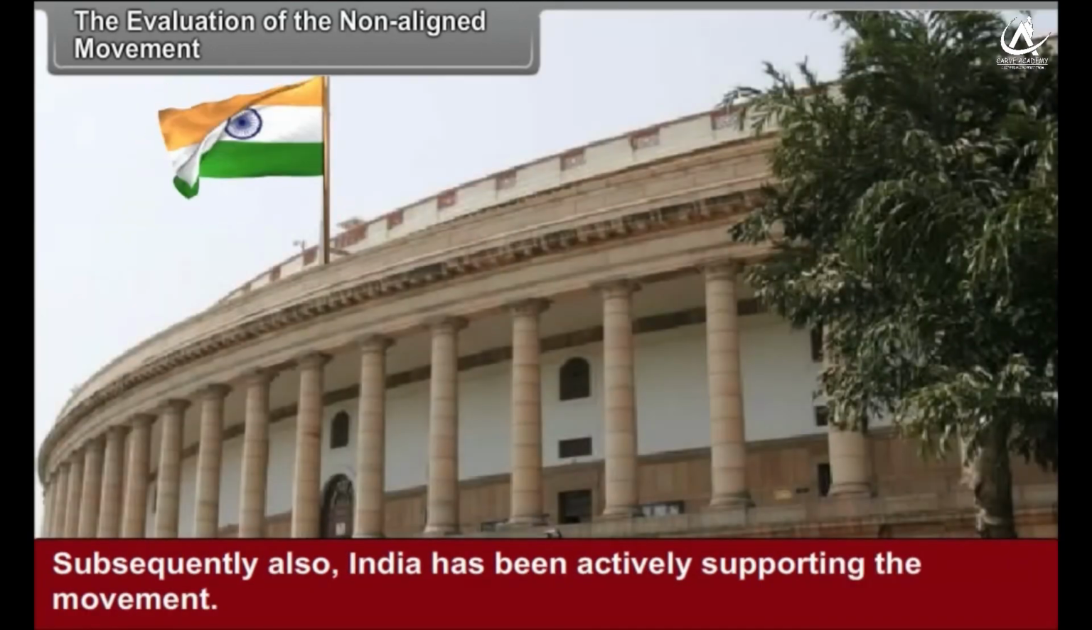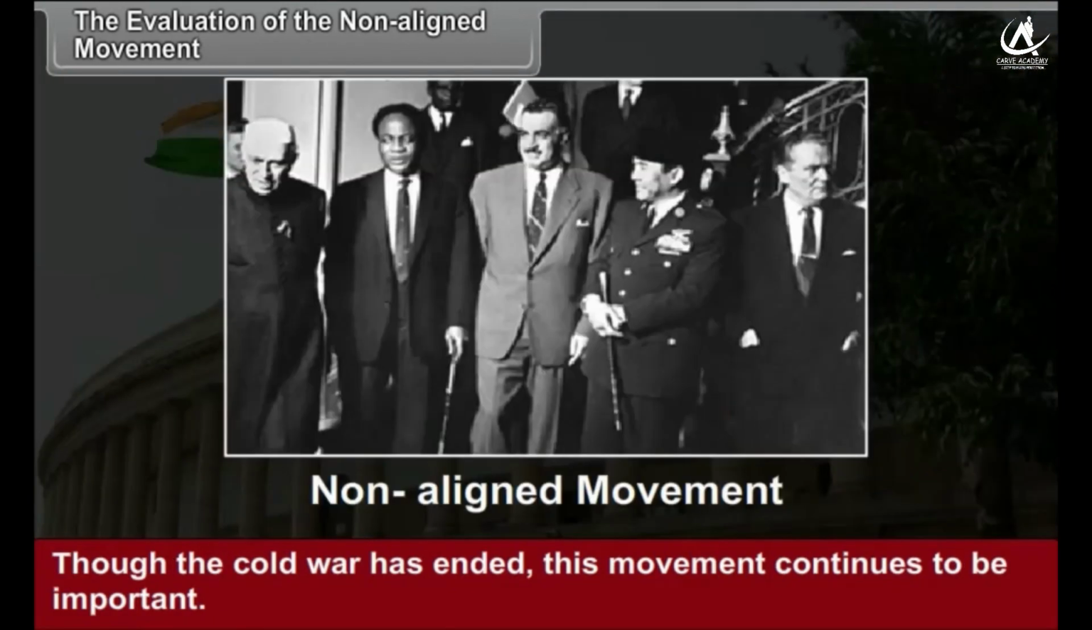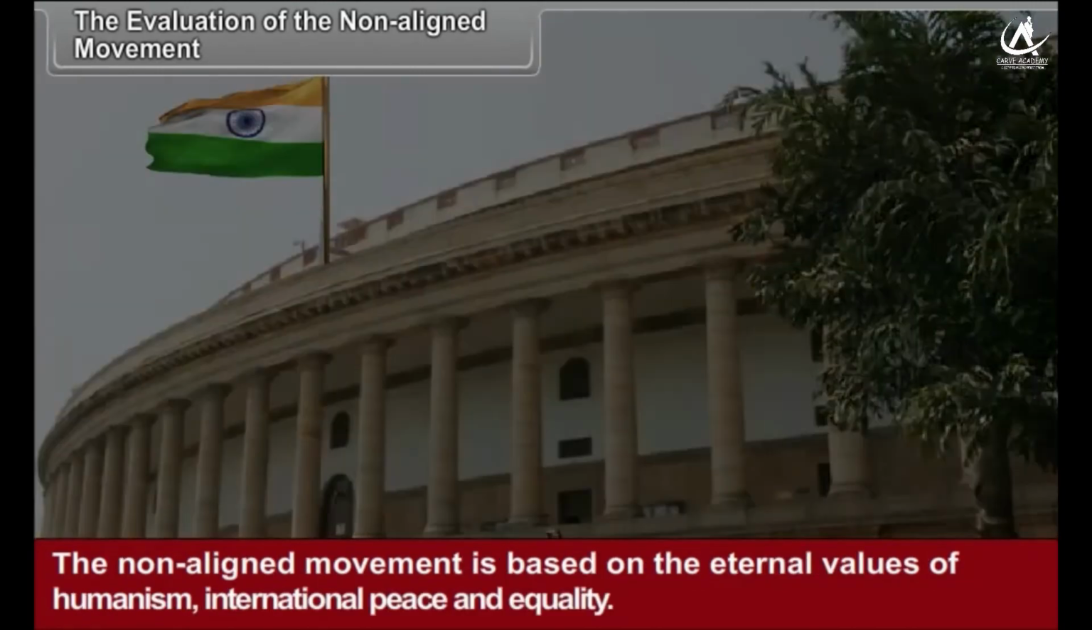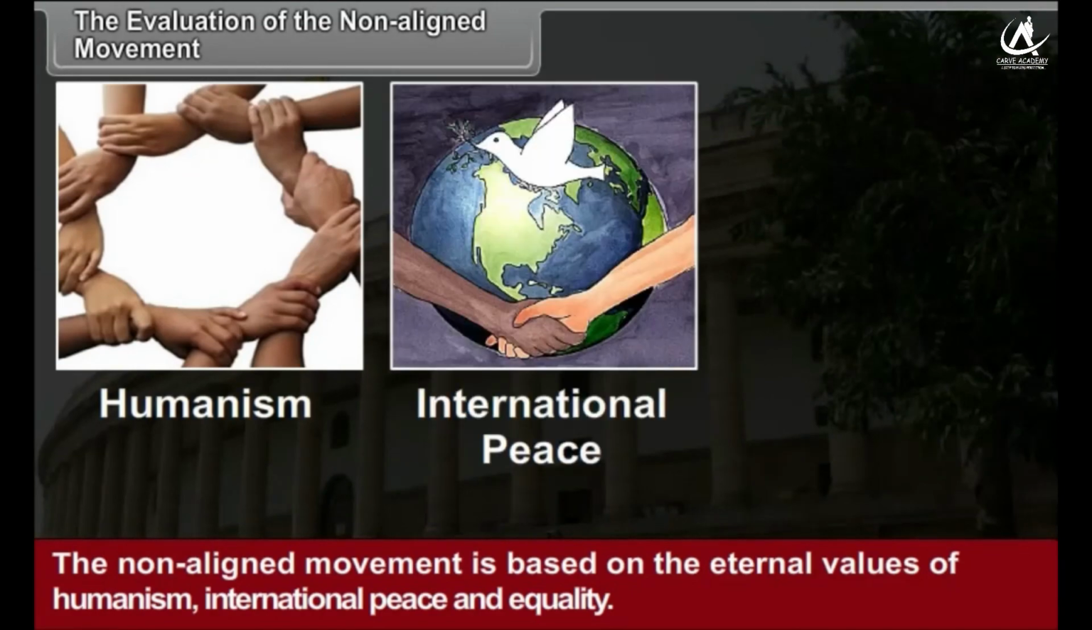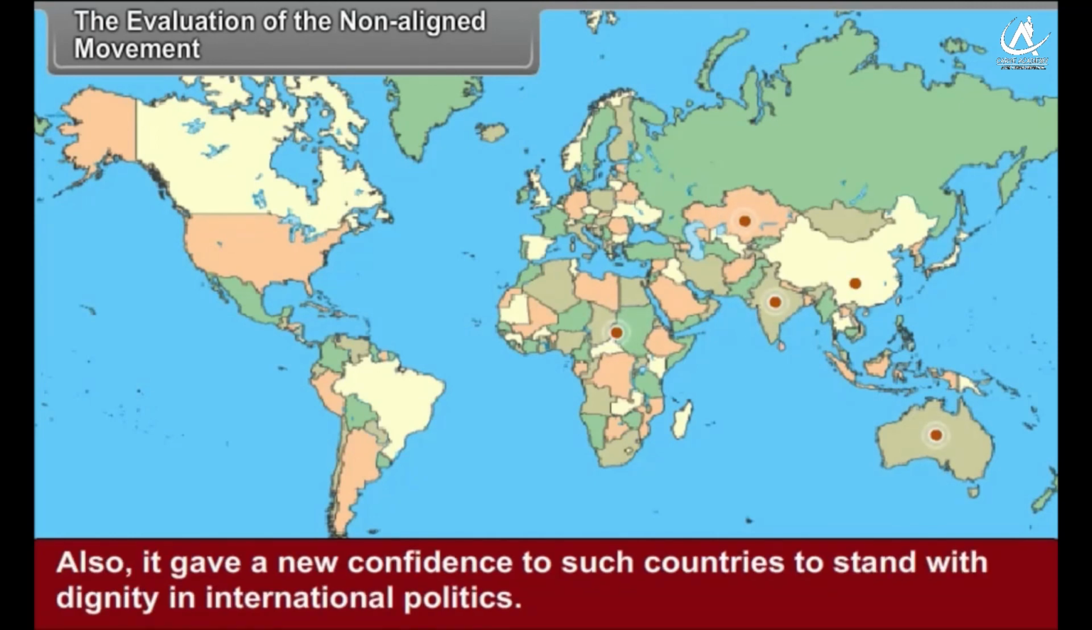Subsequently also, India has been actively supporting the movement. Though the Cold War has ended, this movement continues to be important. The non-aligned movement is based on the eternal values of humanism, international peace, and equality. It motivated the less developed countries to come together. Also, it gave a new confidence to such countries to stand with dignity in international politics.